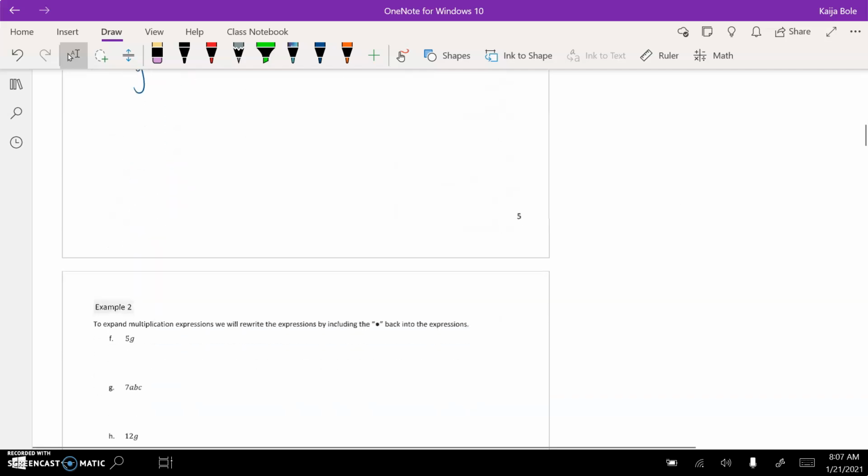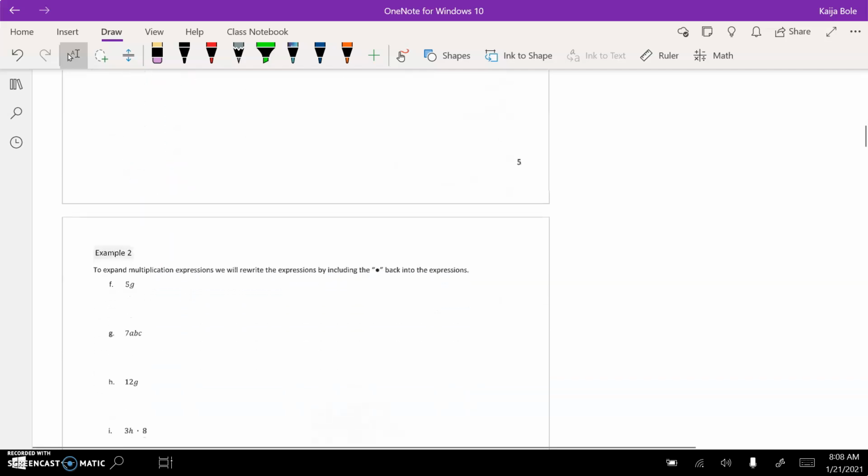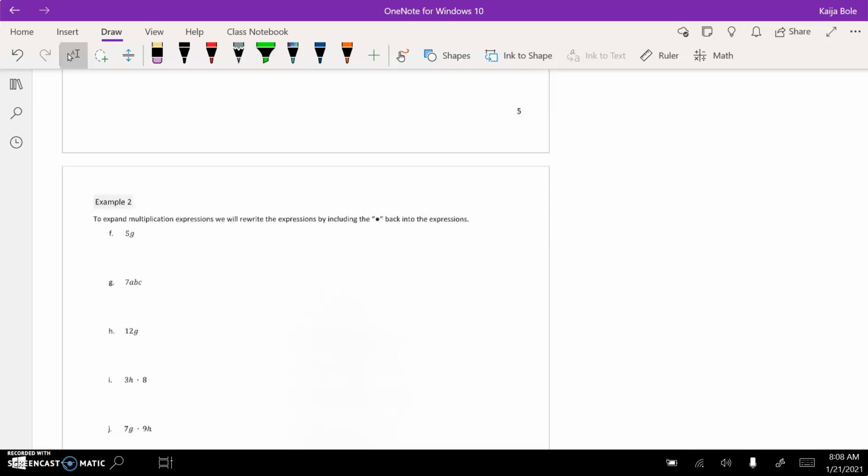If you flip to the second page on example 2, now here we're doing the opposite. We're expanding the multiplication expressions. We will rewrite the expressions by including the dot back into the expression. Okay, so we've talked about not using the x because x is a letter now, so we want to use the dot. So we're kind of pulling apart the numbers. Imagine some of you have done factor trees before.